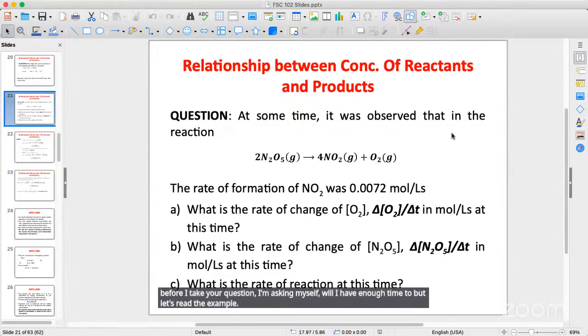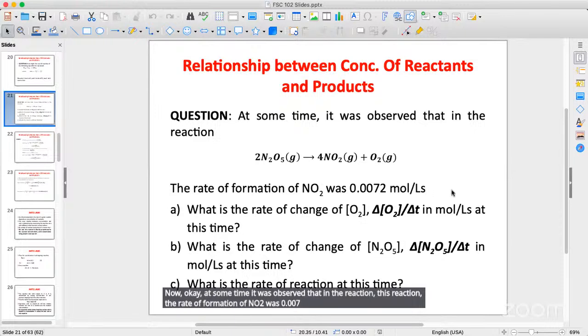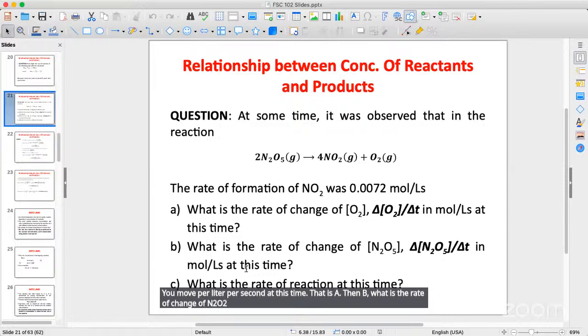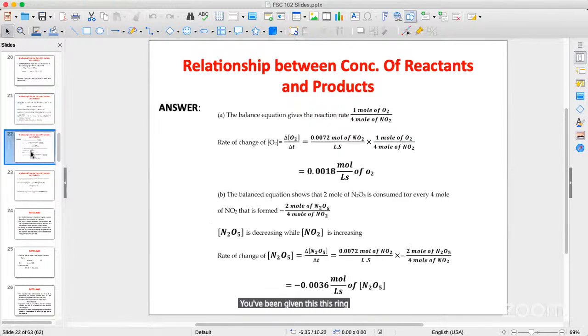Now, at some time it was observed that in the reaction, the rate of formation of NO2 was 0.0072 mole per liter per second. Now, what is the rate of change of O2 in mole per liter per second at this time? That is A. Then B, what is the rate of change of N2O5 in mole per liter per second at this time? Then what is the rate of reaction at this time? Now, you've been given this rate. And remember what we said.